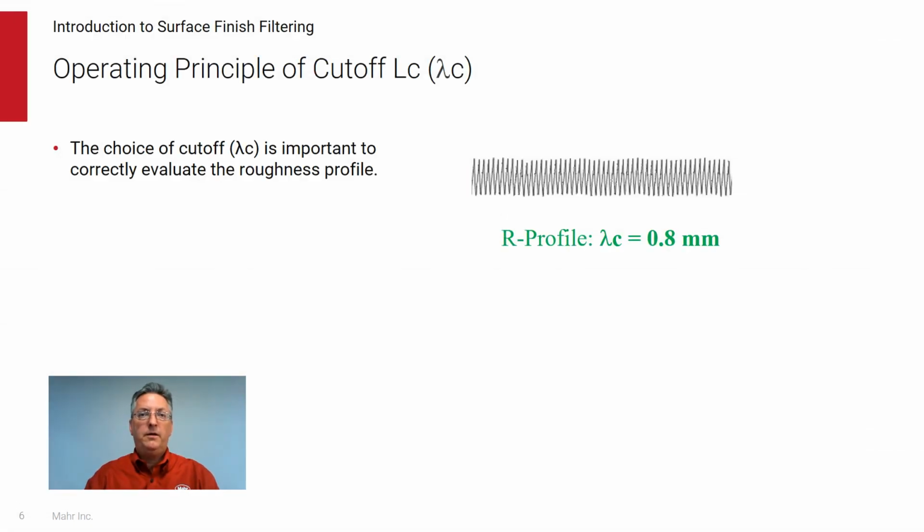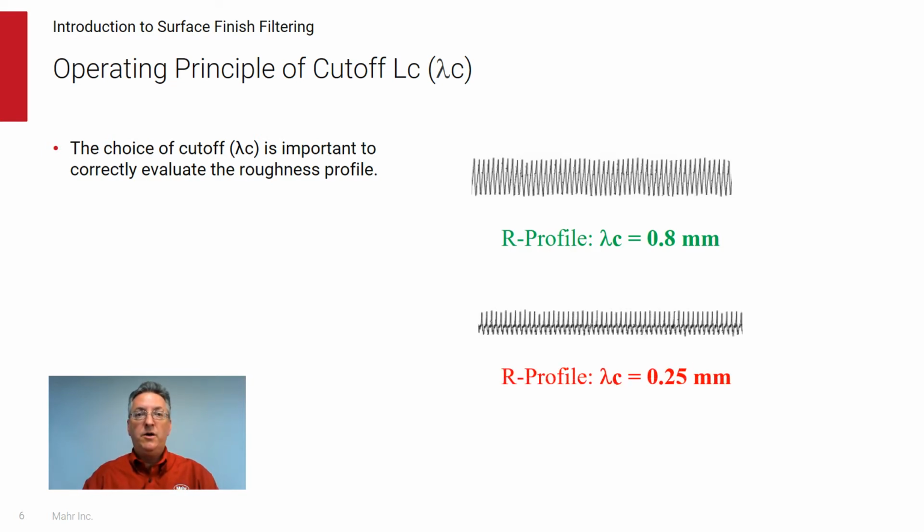On the other hand, if the cutoff is selected too short, then the roughness profile will be over-filtered and important roughness data may be removed. To the right is a roughness profile that was filtered using a 0.8 millimeter cutoff. But if this same profile were filtered using a 0.25 millimeter cutoff, then notice that the profile height has been significantly reduced. Any height-based roughness parameter would artificially be lower in value when evaluated from the lower profile. In this case, a part that would normally fail could actually pass.